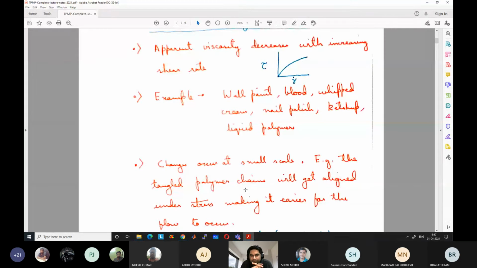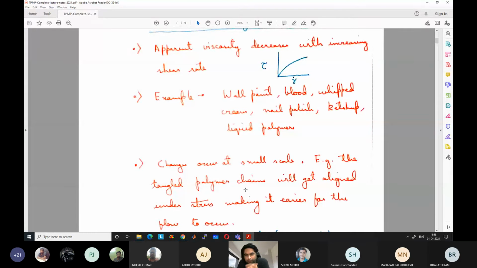When you keep on increasing the force, gradually they become untangled and get aligned with the direction of the force. So these chains become parallel to the direction of the flow. So it becomes much easier to move the fluid at higher stresses, because now they are aligned and there is no entanglement. It is much easier to move them.